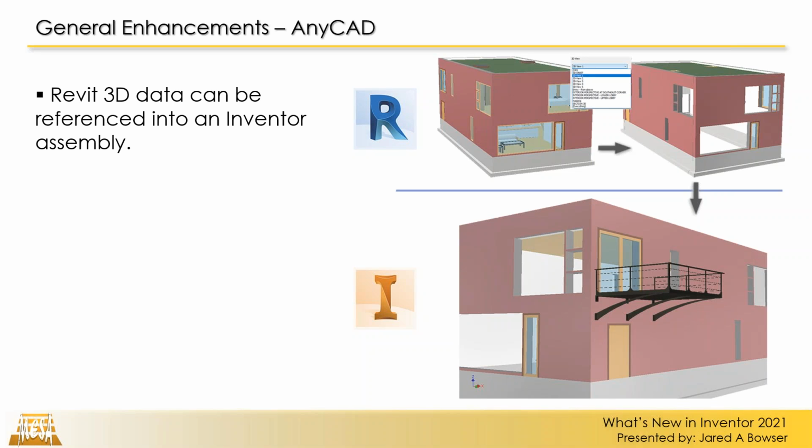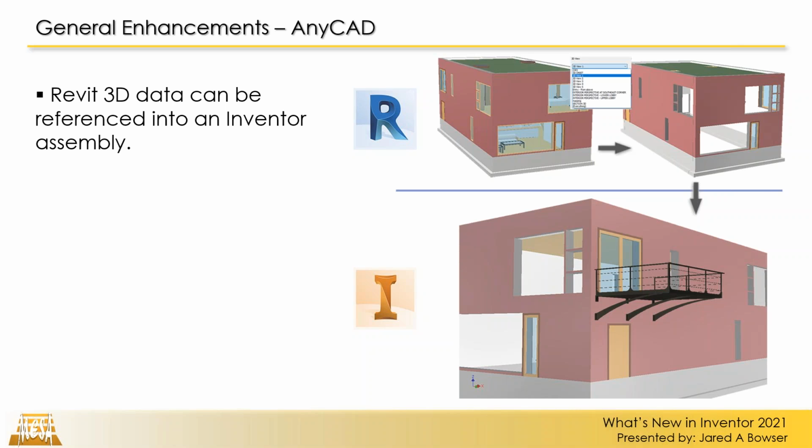And one more general enhancement on the AnyCAD side is the ability to bring in Revit 3D data as a reference into your Inventor assembly. So one of the new features, AnyCAD, that has been out for quite a few releases now, allows you to reference in models from other software platforms, maybe including SolidWorks and some of the other ones. That allows you to reference it into your assembly.